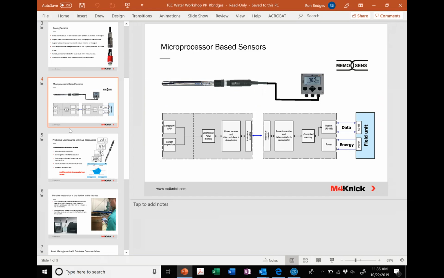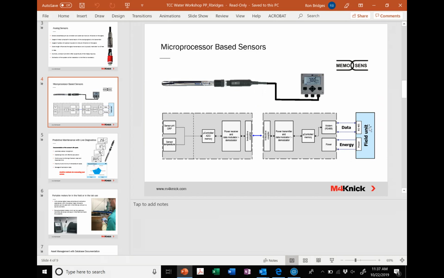Now, let's talk about the microprocessor-based concept. With the introduction of microprocessors, the biggest benefit is that we've taken the processing, that calibration, and moved it directly to the electrode. So with a microprocessor-based electrode, I can now bring that back to the lab, or to the analyzer shop, and do that calibration.